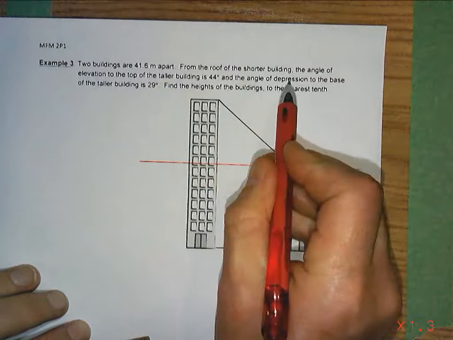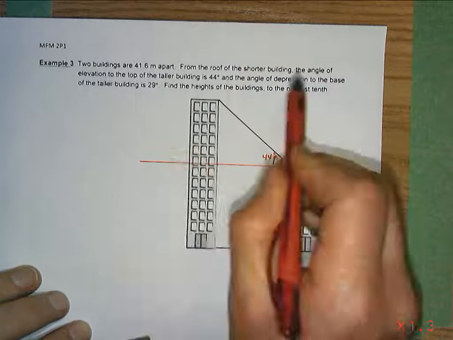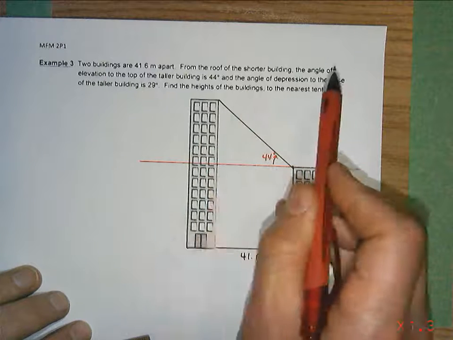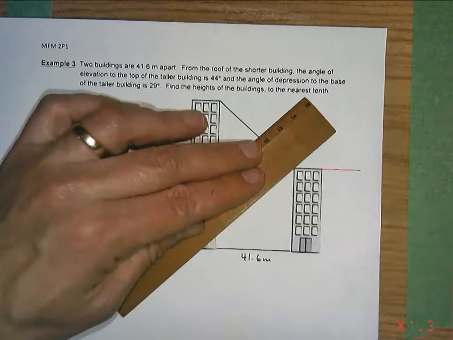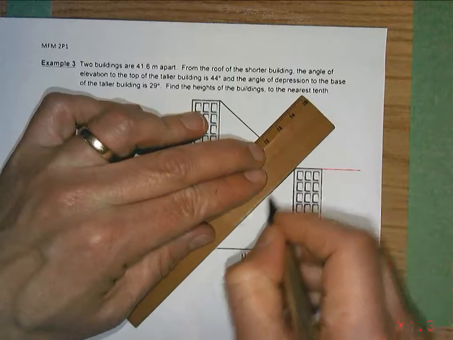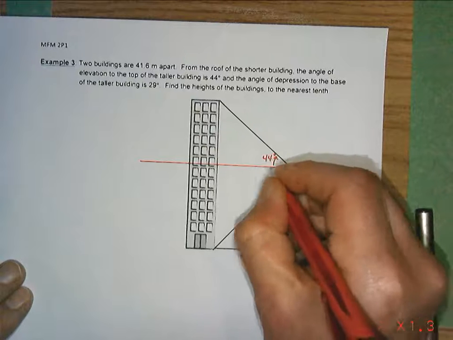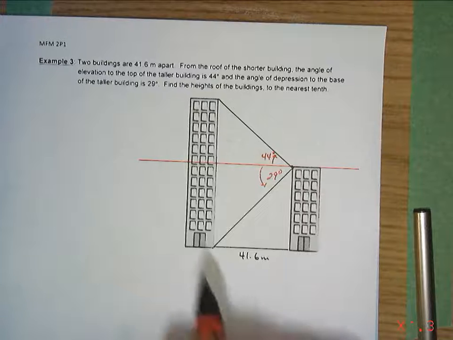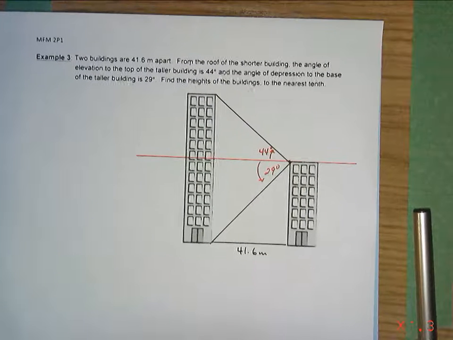Then the angle of depression to the base of the taller building. So from the same area, hold on, let's go back. From the roof of the shorter building, the angle of elevation to the top of the taller is 44, and the angle of depression to the taller one is going to be 29, using the same horizontal, but now it's an angle of depression because it's going down. Both of them are from the roof of the shorter building, from the same place. What's the question? Find the heights of the buildings to the nearest tenth.